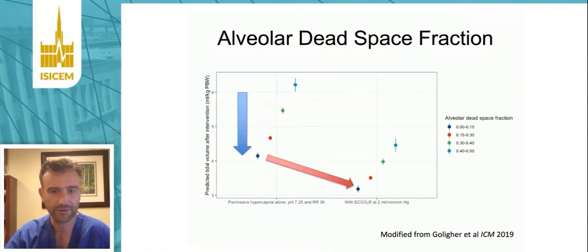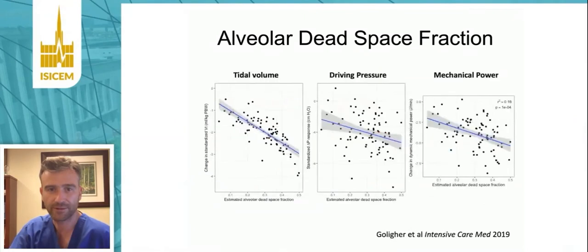Now, when you add ECCO2R to this strategy, you'll see that you have some further potential reduction in tidal volume, maintaining the same respiratory rate and acid-base targets. But in patients with high dead space, you have a much larger reduction in tidal volume, from 6 all the way down to 4.5. So this highlights the way in which applying ECCO2R will have a variable effect on tidal volume depending on the level of dead space.